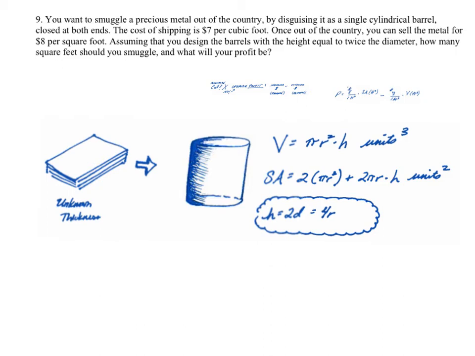Now you got to read carefully. The height is equal to twice the diameter. H equals 2d, which is 4r. That's the substitution we're going to use in our equation. So what is that equation if all this is happening?